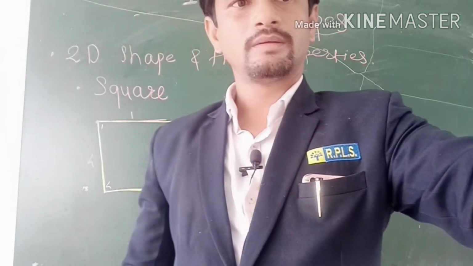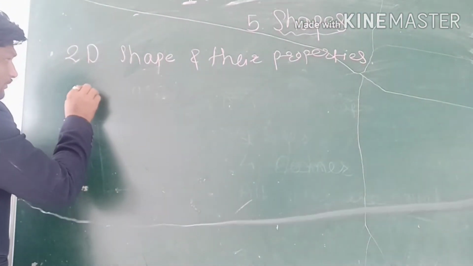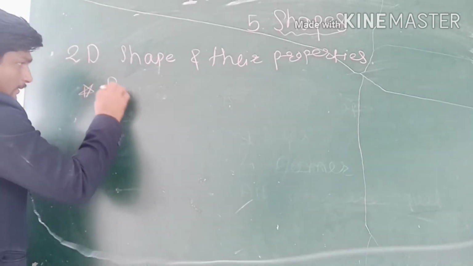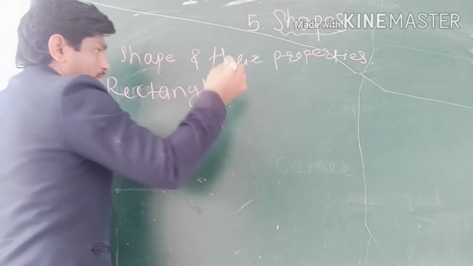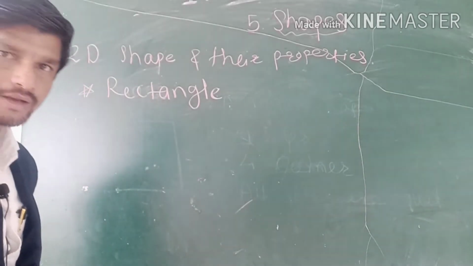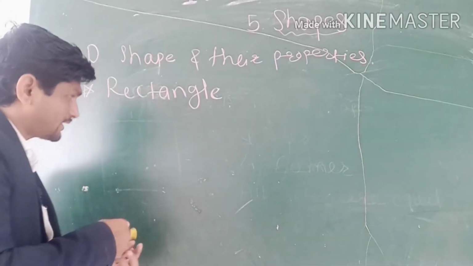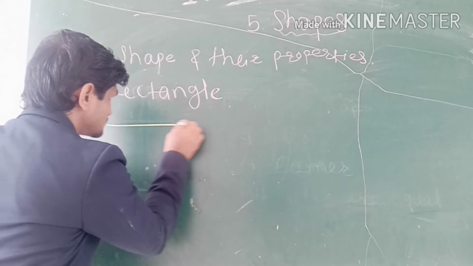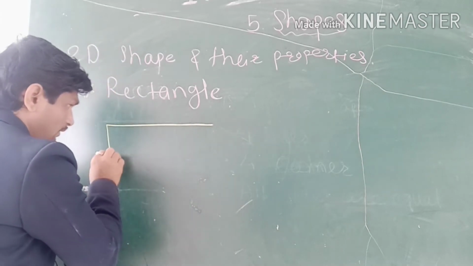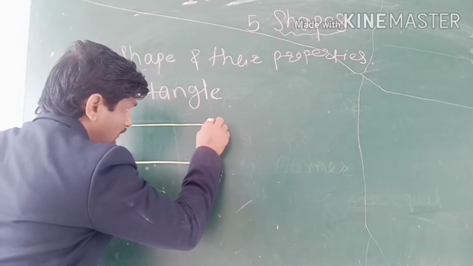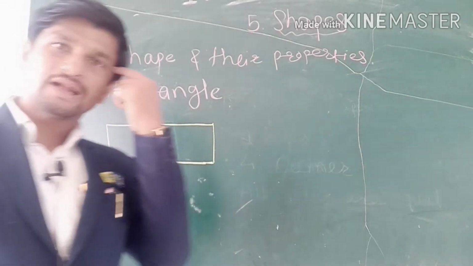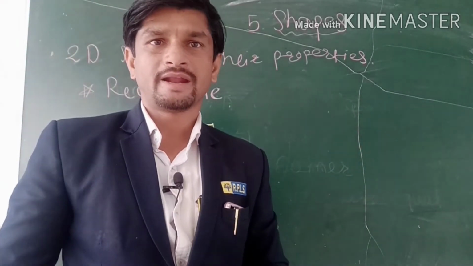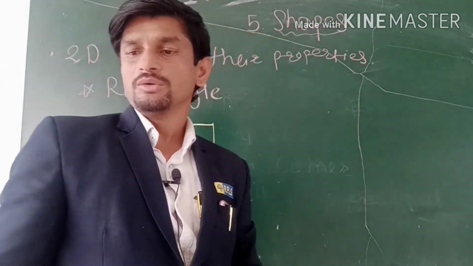Okay. In this, the next point is rectangle. What is the rectangle? See here. With the help of this diagram you can easily understand what is meant by a rectangle. Okay, I will show you the rectangle.